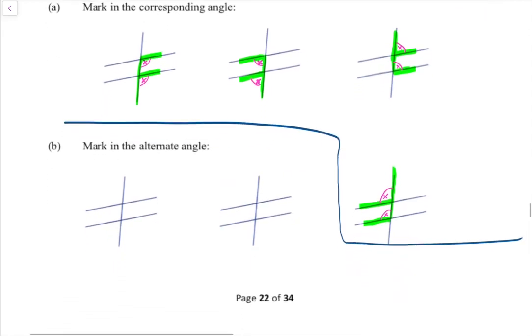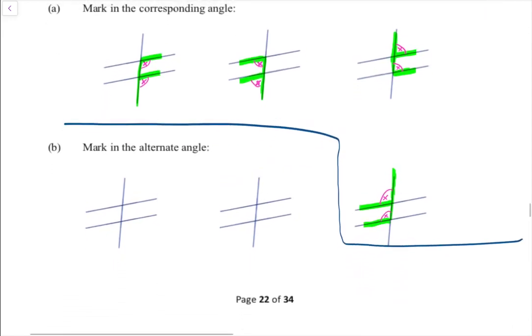Now with part B, we're dealing with alternate angles. And there are only 2 types of alternate angle questions, and alternate angles work with having a Z shape.